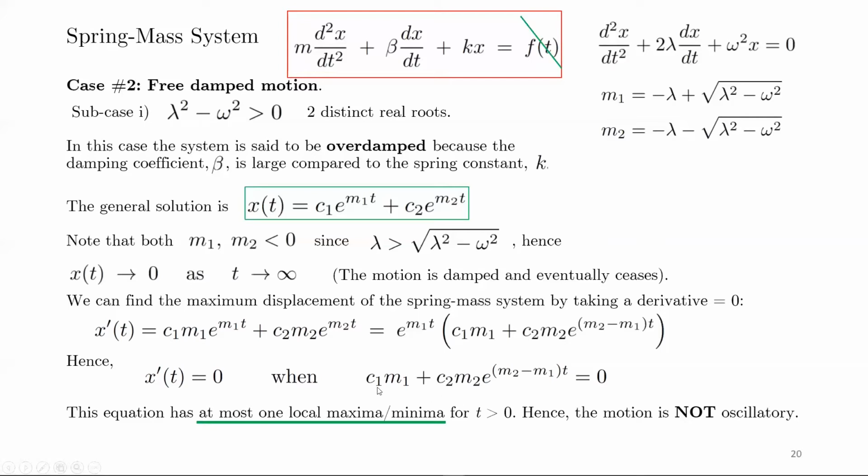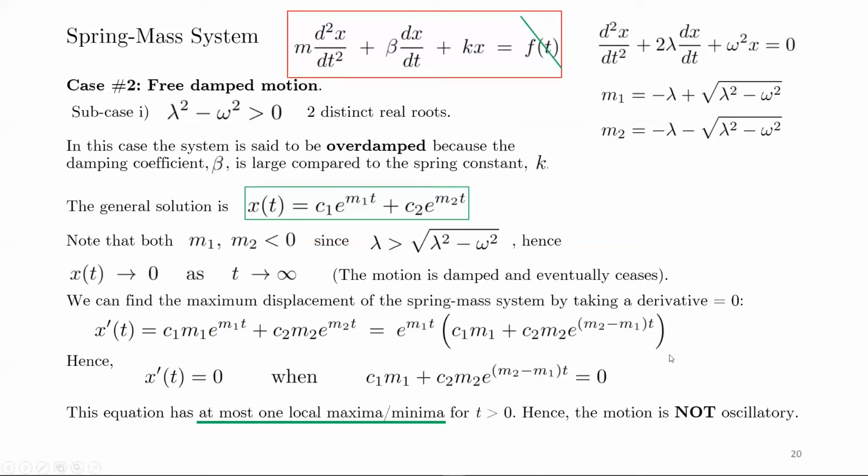And so the reason is that C1 and C2 are constants, and m1 and m2 are negative here. In fact, the only t dependence in this whole equation is in this exponential. So you could rearrange this equation for t. You're only ever going to get one value of t that will satisfy this equation equal to 0.